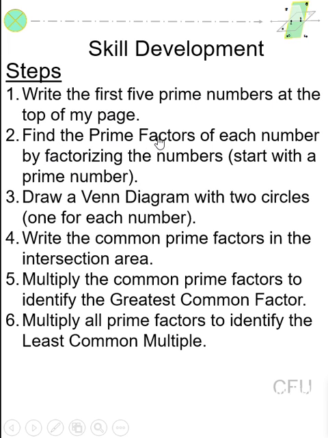Step 2, find the prime factors of each number by factorizing the numbers. Start with a prime number. Step 3, draw a Venn diagram with 2 circles, 1 for each number. Step 4, write the common prime factors in the intersection area. Step 5, multiply the common prime factors to identify the GCF. And step 6, multiply our prime factors to identify the LCM.